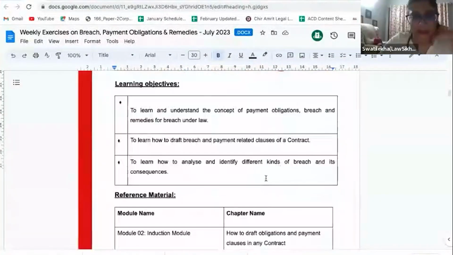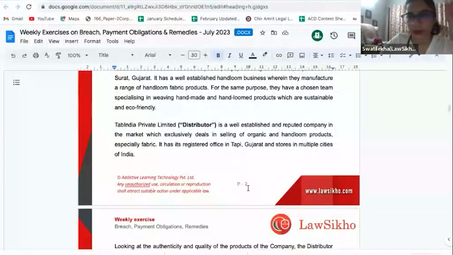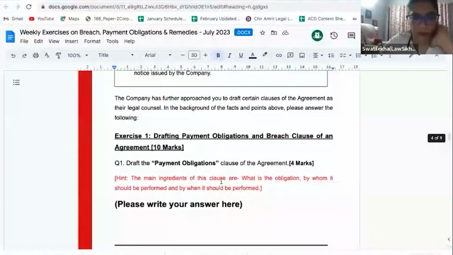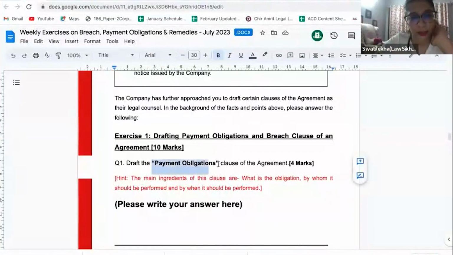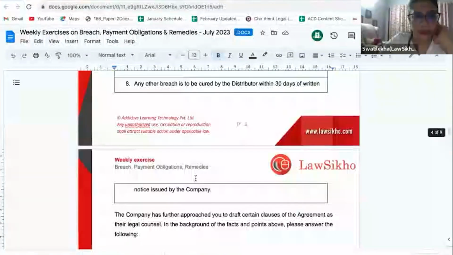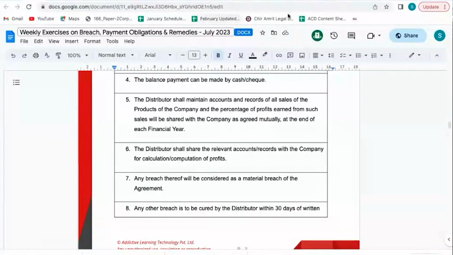Okay, now when we see this week's exercise, besides the facts and definitions, what we have here is certain points that the parties have agreed upon themselves. These are your negotiation points, you can say. Now you will see the clauses we have asked you to draft here. One is the payment obligation clause, second is the breach clause. All these points can be divided: some points will belong to your payment obligation and certain points will belong to your breach clause. So I have copy pasted it here.